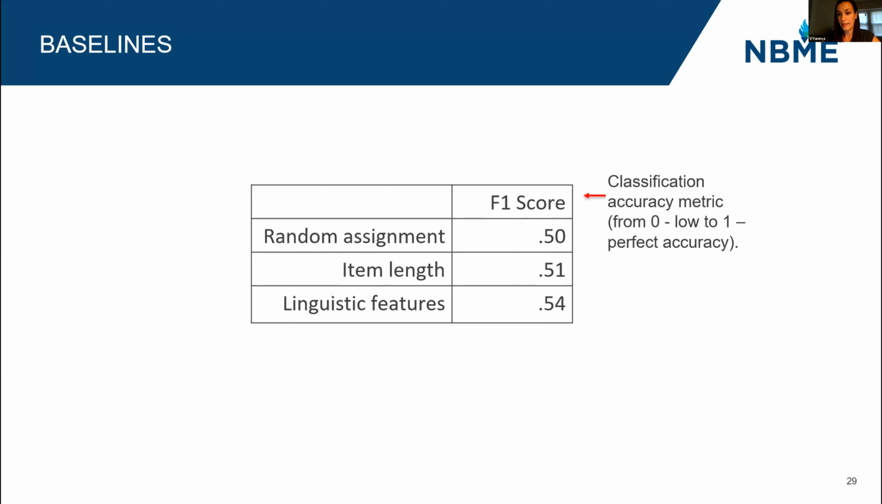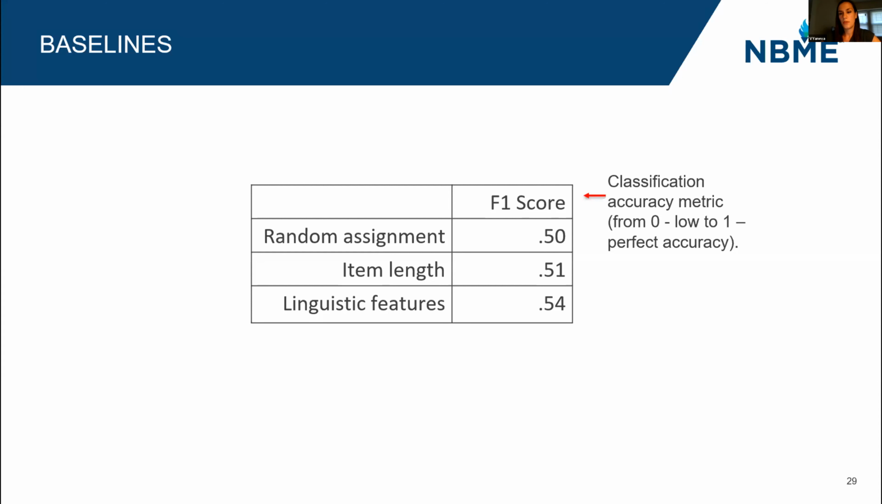So since we have balanced classes, our random assignment baseline is exactly 50% or 0.5. Then we tested what happens if we used item length as a predictor, just in case items that are longer tend to be more difficult, or vice versa. And you can see that this performance is around 0.51. And then we use our full set of linguistic features also as a baseline, performing at 0.54.